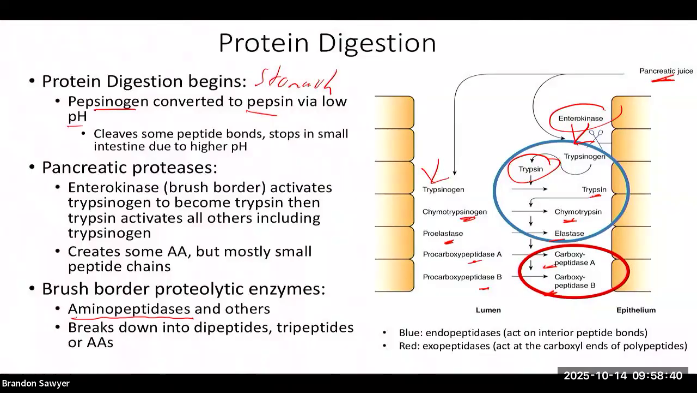This is just looking at two different versions. You might understand the protein nomenclature better than me, being in biochem, but these endopeptidases are acting on interior peptide bonds, and exopeptidases are acting on the carboxyl ends. So that's just different groups of proteolytic enzymes there.